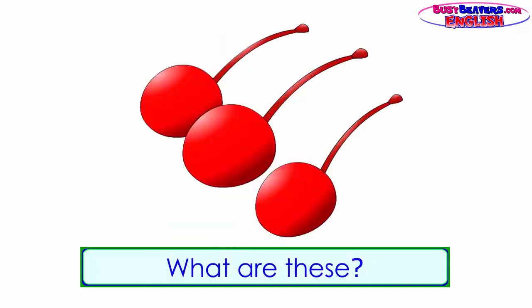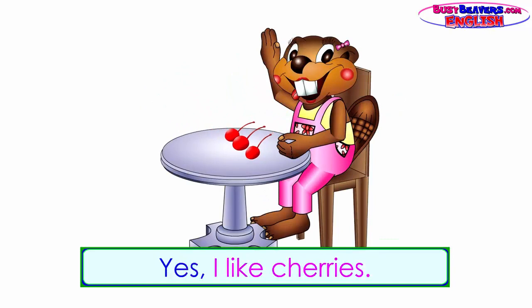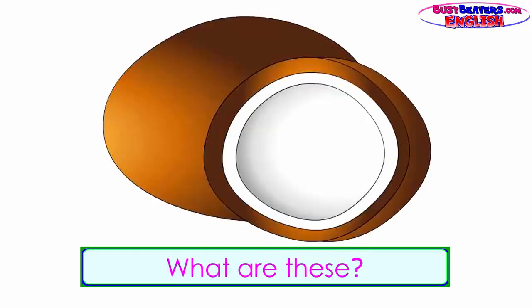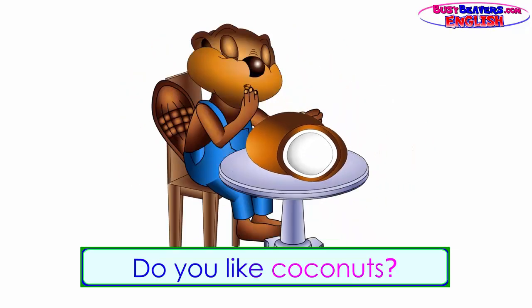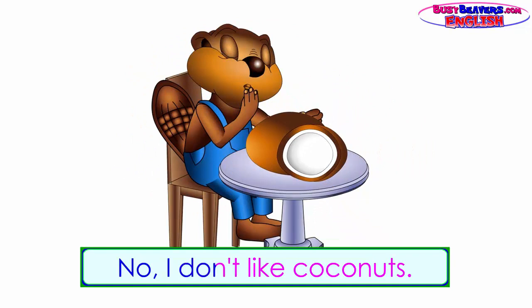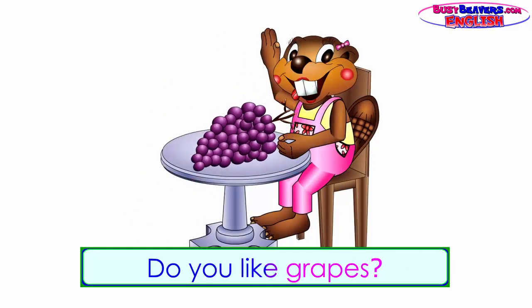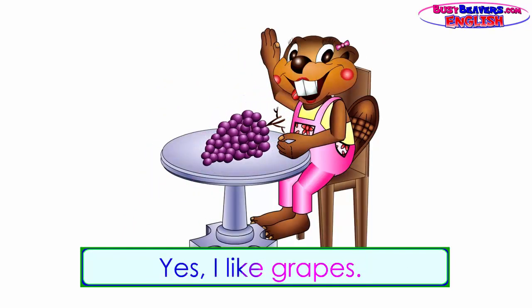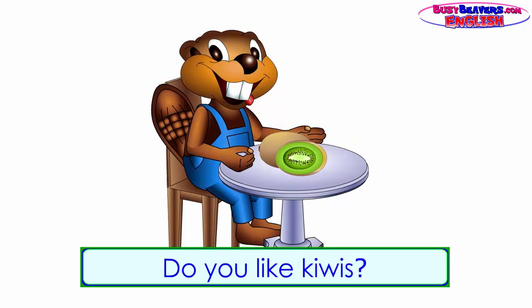What are these? Those are cherries. Do you like cherries? Yes, I like cherries. What are these? Those are coconuts. Do you like coconuts? No, I don't like coconuts. What are these? Those are grapes. Do you like grapes? Yes, I like grapes. What are these? Those are kiwis. Do you like kiwis? Yes, I like kiwis.